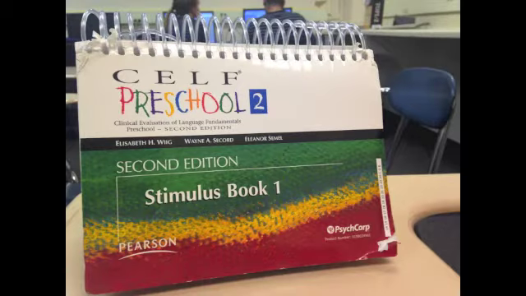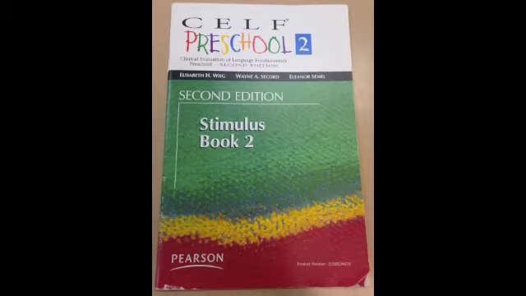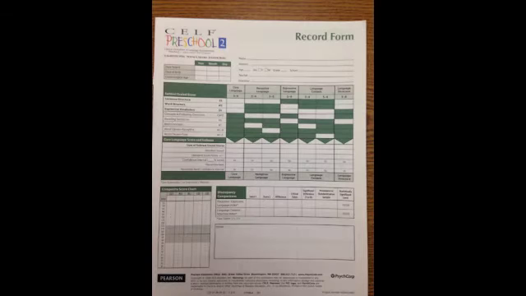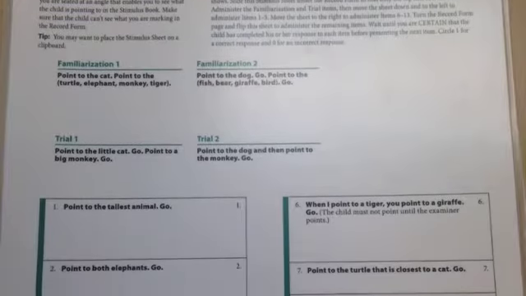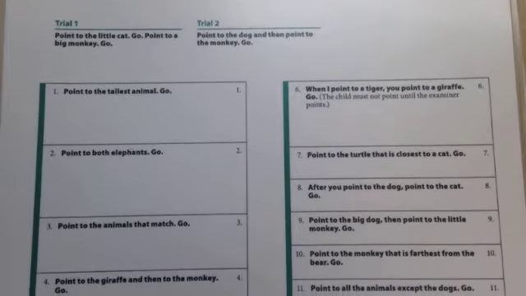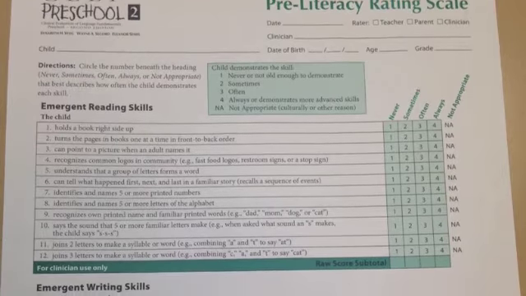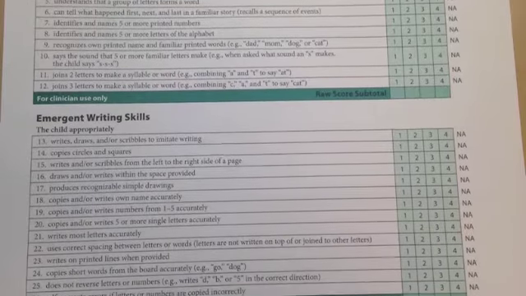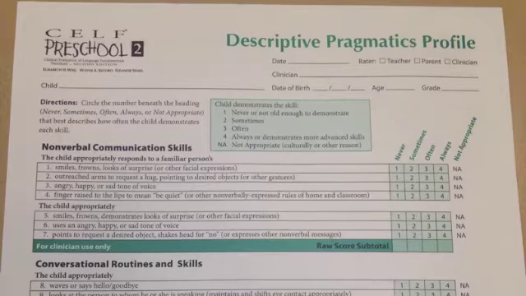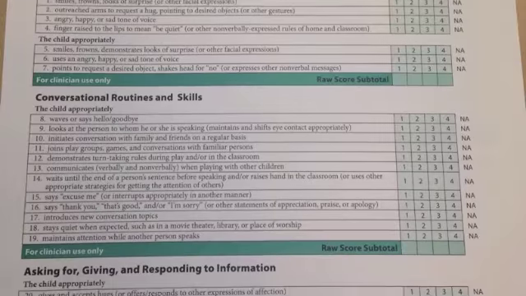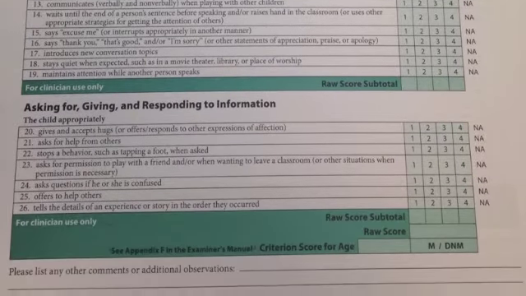Stimulus Book 1 contains the instructions and visual stimuli for each subtest. Stimulus Book 2 contains visual stimuli that are presented to the child during the Recalling Sentences in Context subtest. The record form is used to score each of the subtests. The Concepts and Following Directions Stimulus Sheet provides a script for the Concepts and Following Directions subtest. The Pre-Literacy Scale and Descriptive Pragmatics Profile are each in checklist format and may be filled out by either the child's teacher, parent, or clinician.